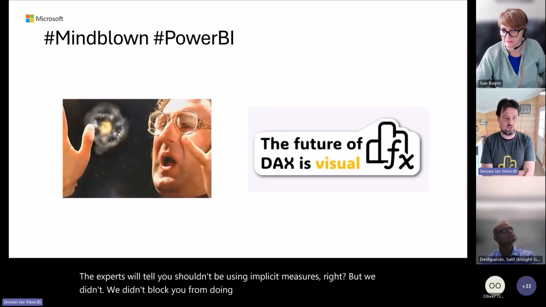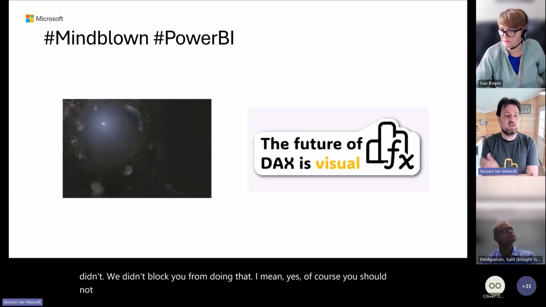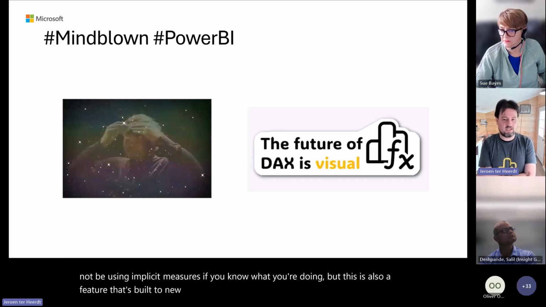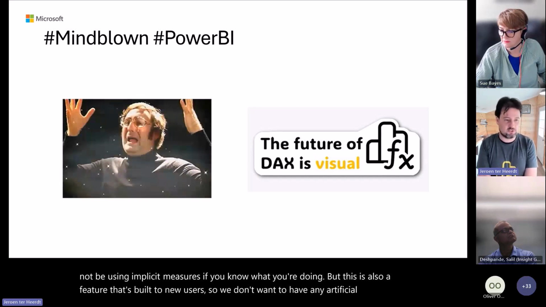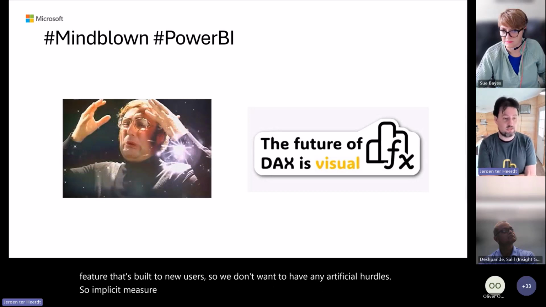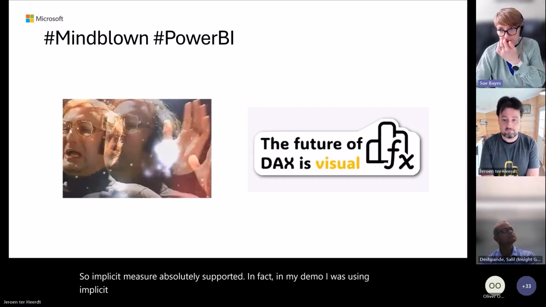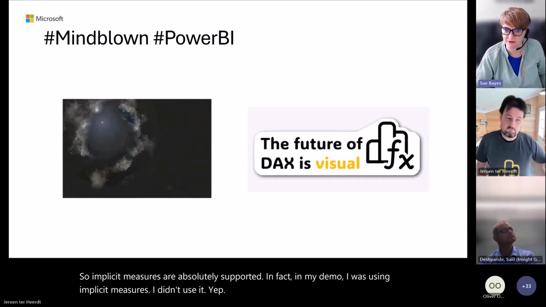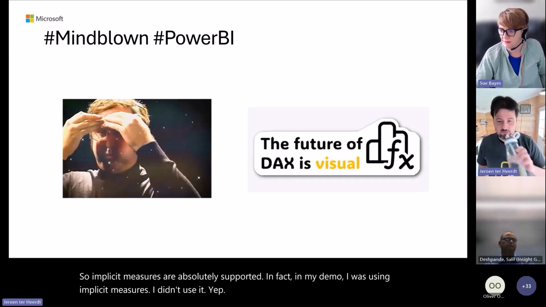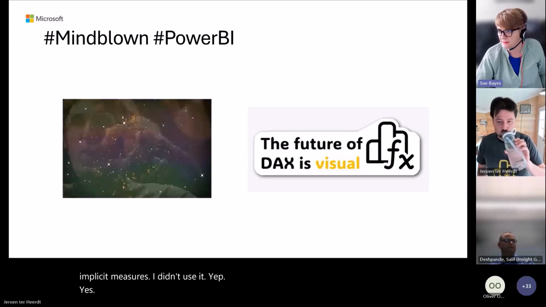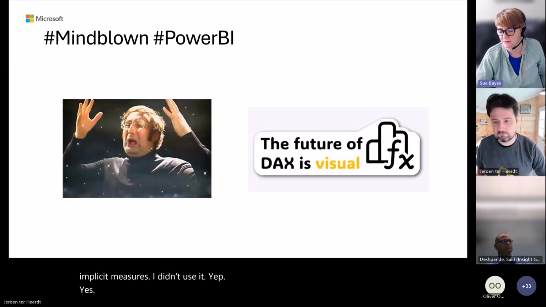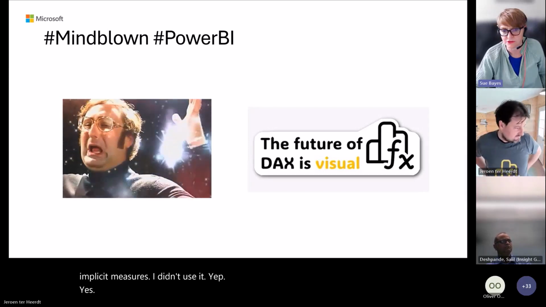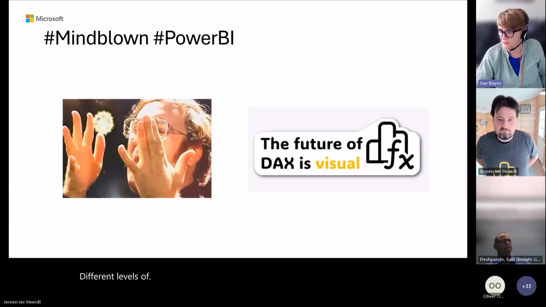I mean, yes, of course you should not be using implicit measures if you know what you're doing, but this is also a feature that's built for new users, so we don't want to have any artificial hurdles. So implicit measures are absolutely supported. In fact, in my demo, I was using implicit measures. Yeah, I noticed that. And I have users that just want to drag and drop. It's just a very quick thing they want to look up, the financial account. For me personally, I think you build different levels of entry points depending upon who and what's using it.